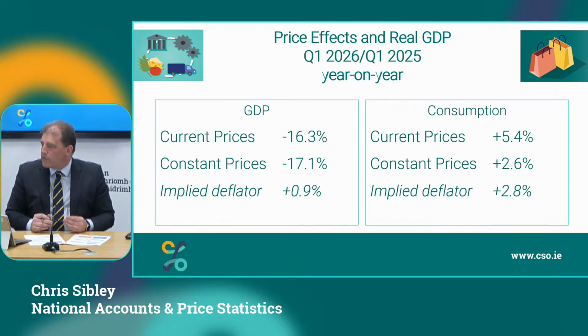And a good example there is on the right-hand side. So the year-to-date consumption numbers are up 5.4%, but there's a price effect in there of 2.8%. So we present data to you at 2.6%. Okay, so we're taking the price effects out to just look at the productive element, or the volume, the amount of extra things we're consuming of goods and services.